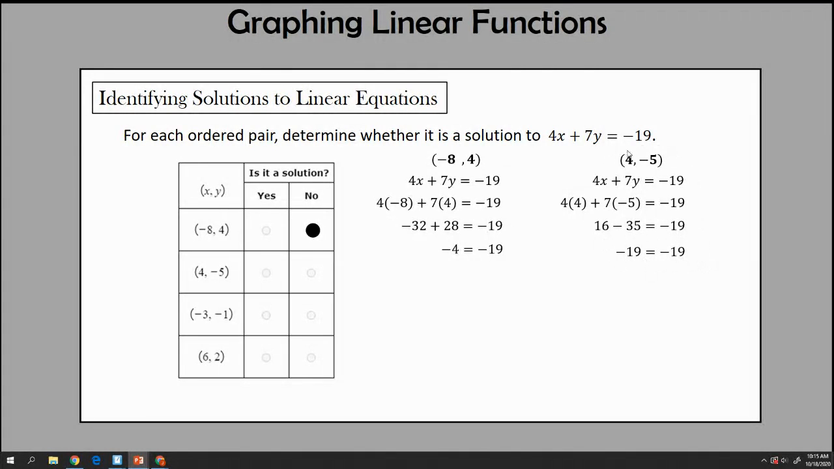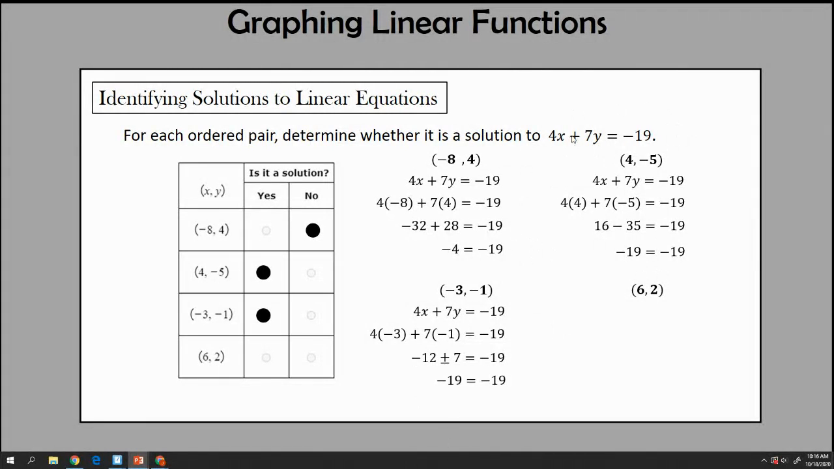So this combination of x is 4, y is -5, when it's plugged in here, makes it true. Yes, that's a solution. That means this ordered pair, 4, -5, would be on the line. Okay. -3, -1. Same concept. Take our equation, replace x with -3, y with -1. Okay. -12 minus 7 is equal to -19. -19 equals -19. That means this ordered pair, -3, -1, is a solution and it's on that line.